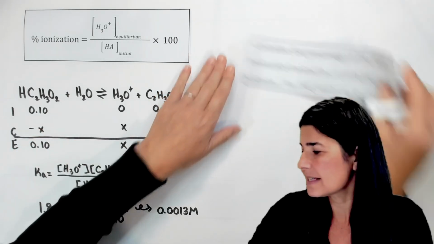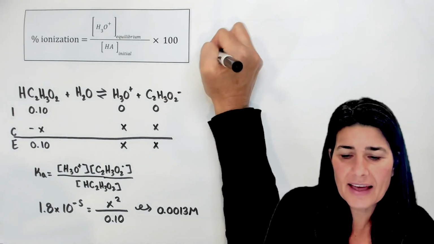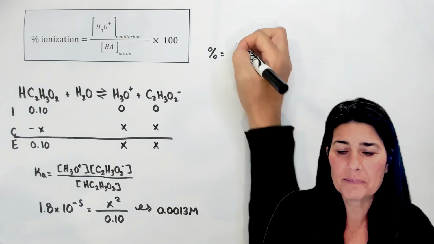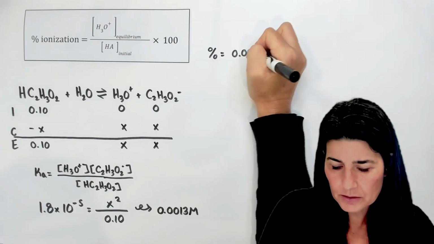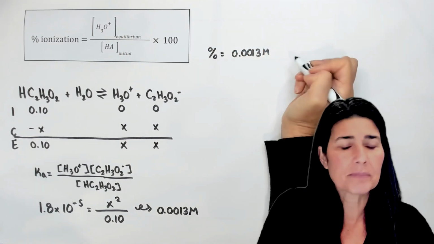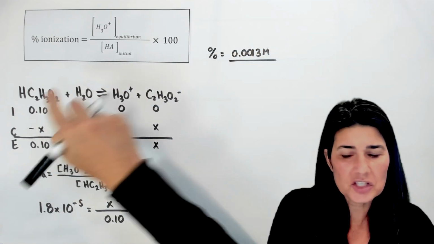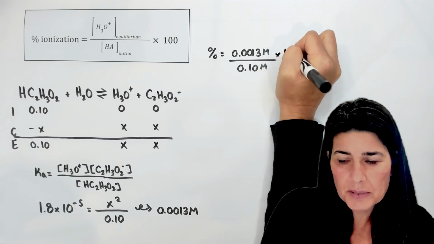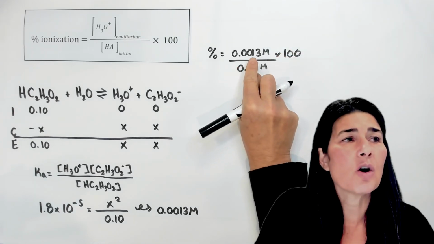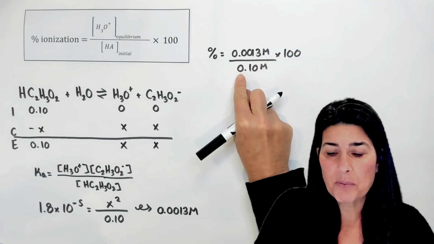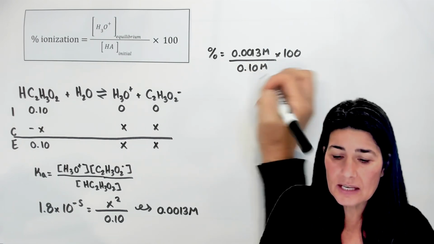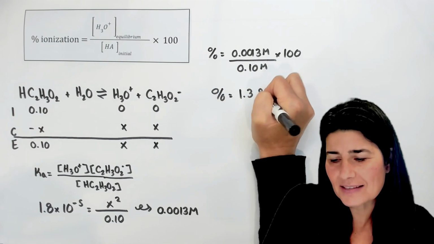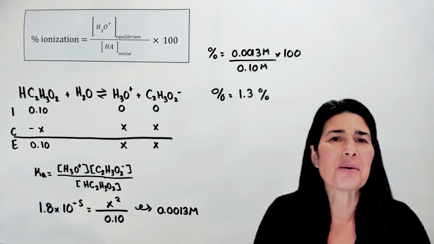So in order for us to get a percentage, we're going to take the amount that broke off, or the H plus at equilibrium, 0.0013 molar. We're going to divide that by the original concentration of 0.10 molar, multiply by 100. So 0.0013 divided by 0.10 should give us a percentage of 1.3%, which is very typical of a weak acid.